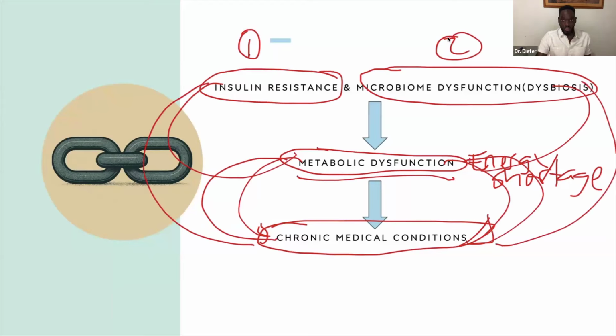So we can link them directly to causing this. What I would like to do is take insulin resistance, dissect it, and show you how it causes the modern day diseases. And also, I would like to take microbiome dysfunction, what we call dysbiosis, and also draw a line to show you how it causes the modern day diseases.